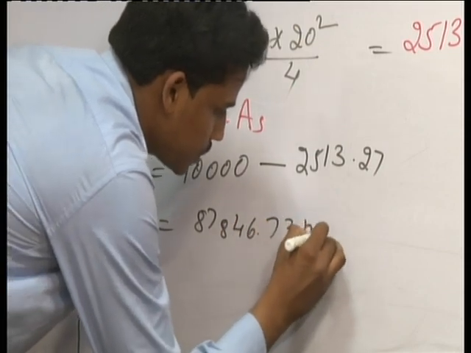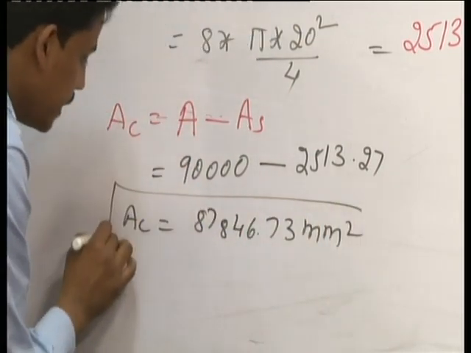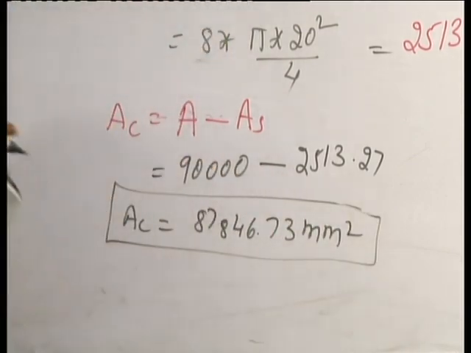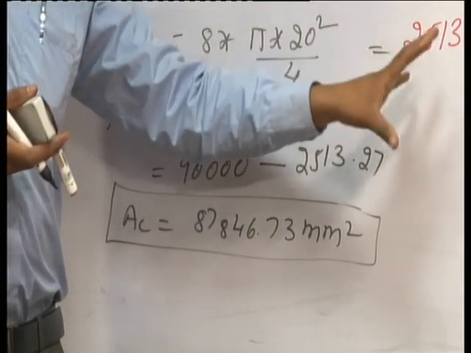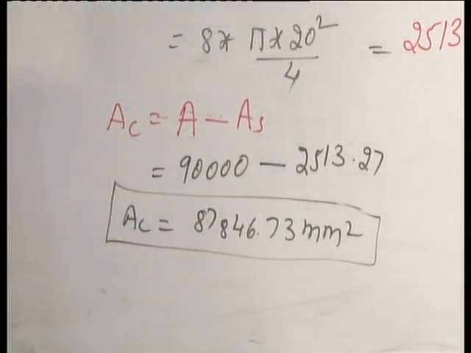87846.73 millimeter square. This is the area of concrete. In the first step, we calculated the total area of the column. In the second step, we calculated the area of steel. From the total area, we deducted the area of steel. We got the area of concrete.